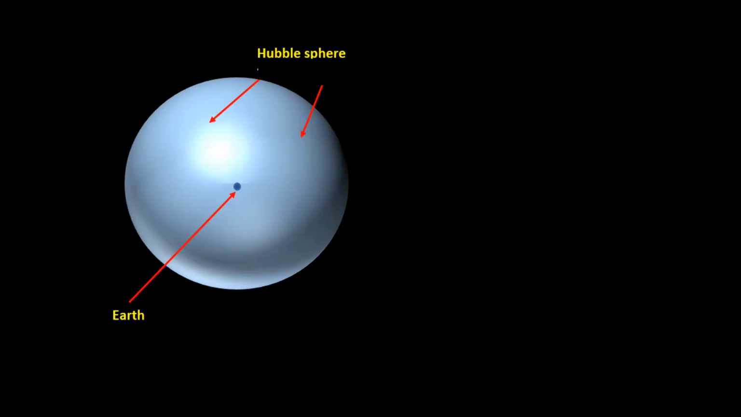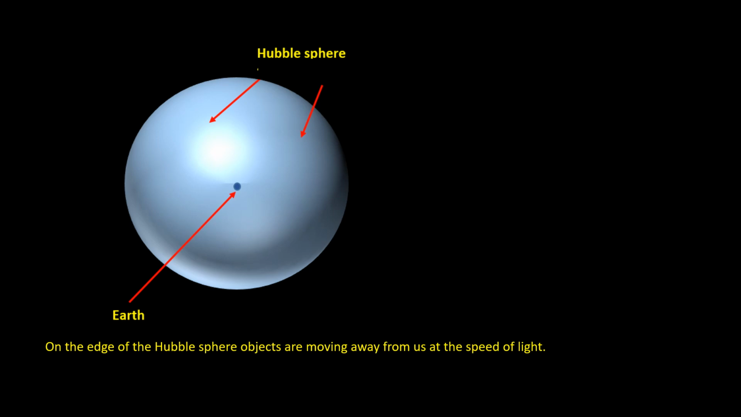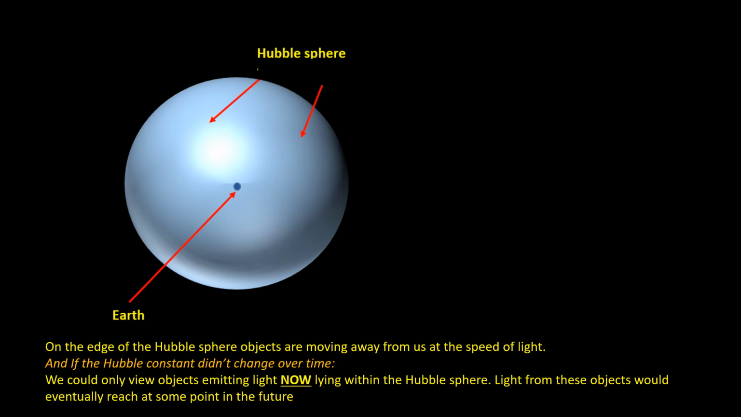The Hubble sphere forms a spherical surface one Hubble radius away from us. On the edge of the Hubble sphere, objects are now moving away from us at the speed of light, and if the Hubble constant didn't change over time, we could only view objects emitting light now lying within the Hubble sphere. Light from these objects would eventually reach us at some point in the future.